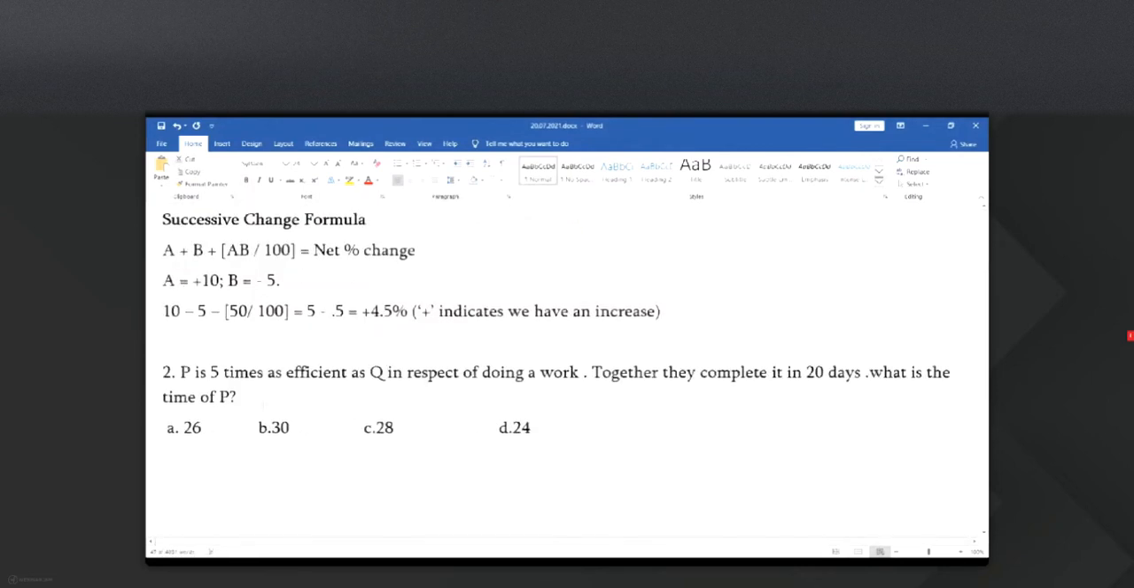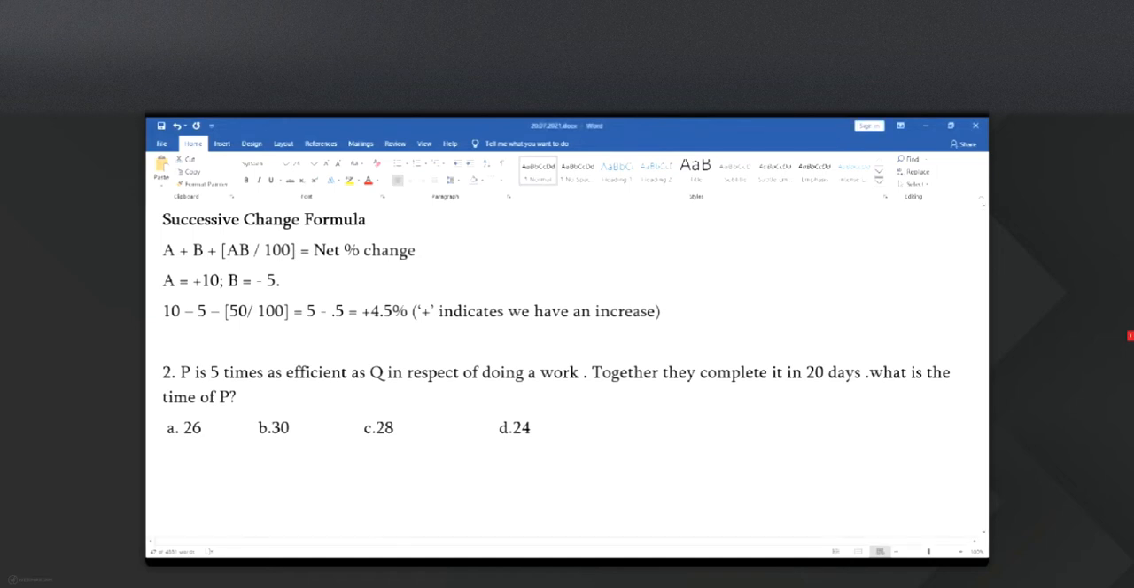So we'll just try to answer this question. P is 5 times as efficient as Q in respect of doing a work. Together they completed it in 20 days. What is the time of P? Now, if you already tried this and you got the answer 24, you are right. You guys are absolutely right.